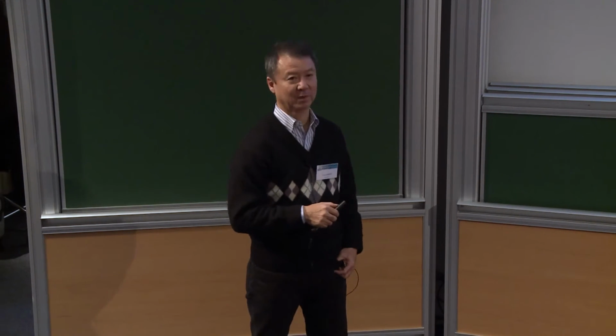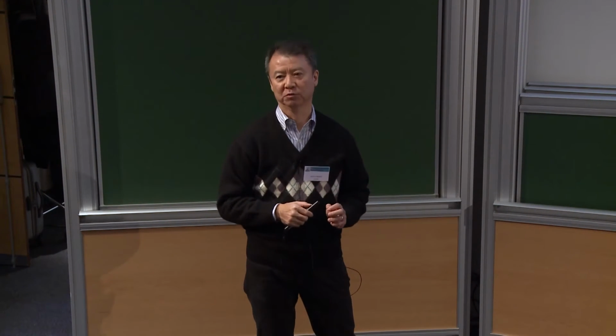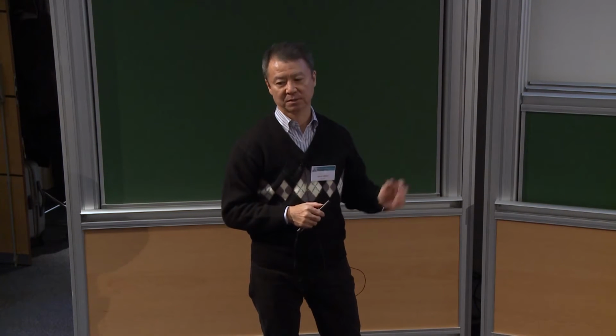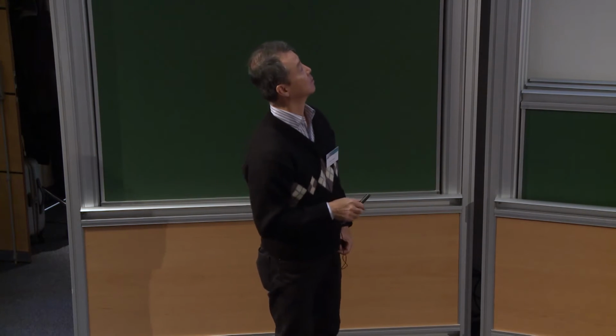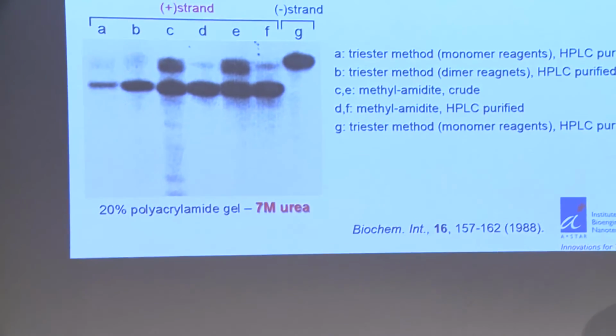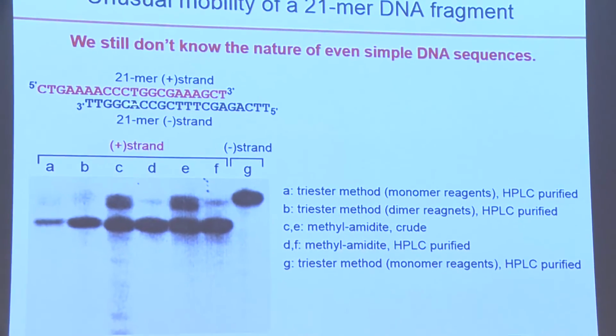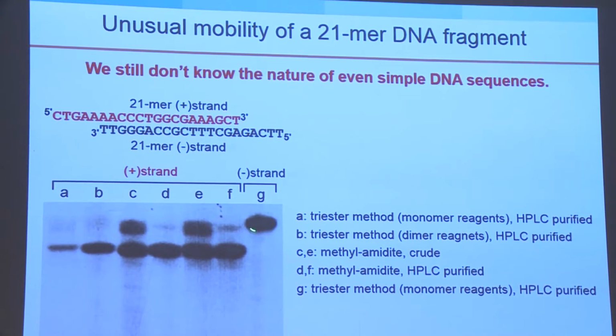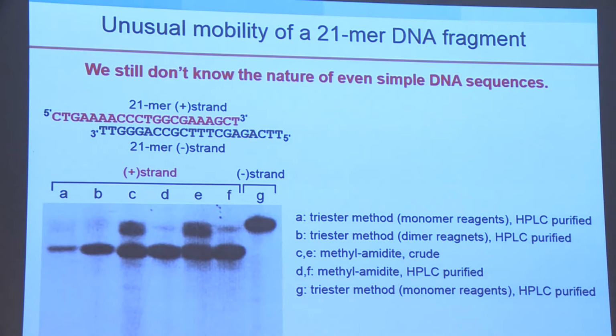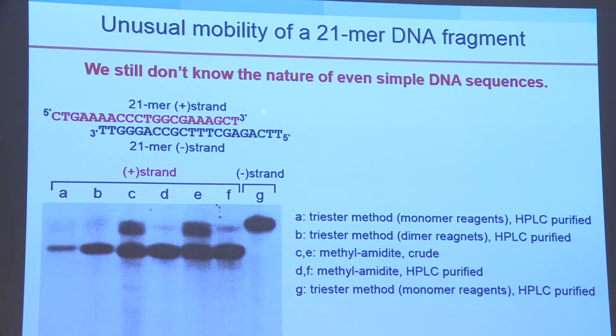Actually, 25 years ago, I accidentally found this unique DNA sequence. This is a gel electrophoresis of this chemically synthesized 21-mer fragment. This is a complementary sequence, and the complementary sequence shows usual gel mobility on denaturing gels. But this 21-mer always shows faster mobility by 1 or 2 bases.